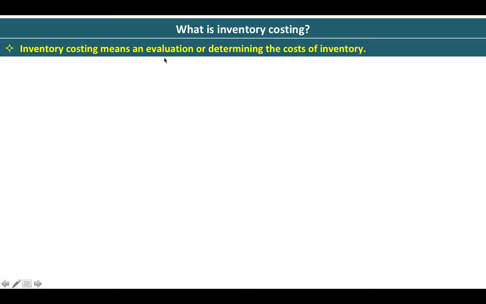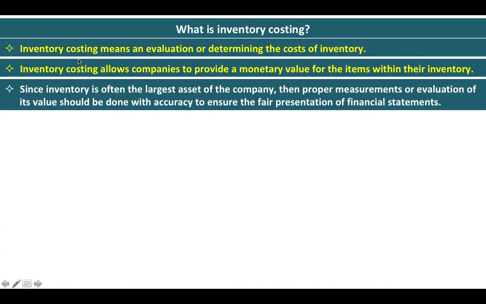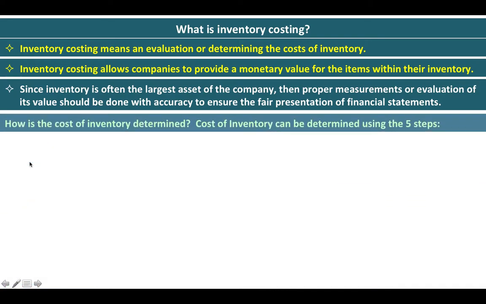Inventory costing means an evaluation or determining the cost of inventory. Inventory costing allows companies to provide a monetary value for the items within their inventory. So basically, class, inventory costing is the assigning of values to your inventory. Since inventory is often the largest asset of the company, then proper measurement or evaluation of its value should be done with accuracy to ensure the fair presentation of financial statements. So the question is, how is the cost of inventory determined?